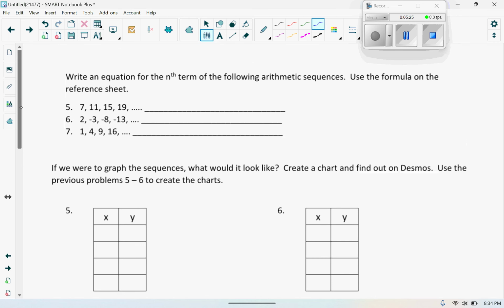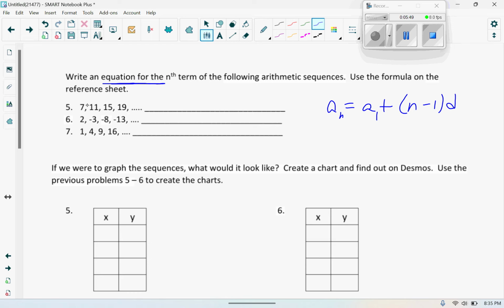Okay, so let's keep going. Write an equation for the nth term of the following arithmetic sequence. This is another way to say, just write the formula. Use the formula on the reference sheet. The formula on the reference sheet is the same one that we just talked about, but like I said, the d is just on the outside. It doesn't matter which one you use.